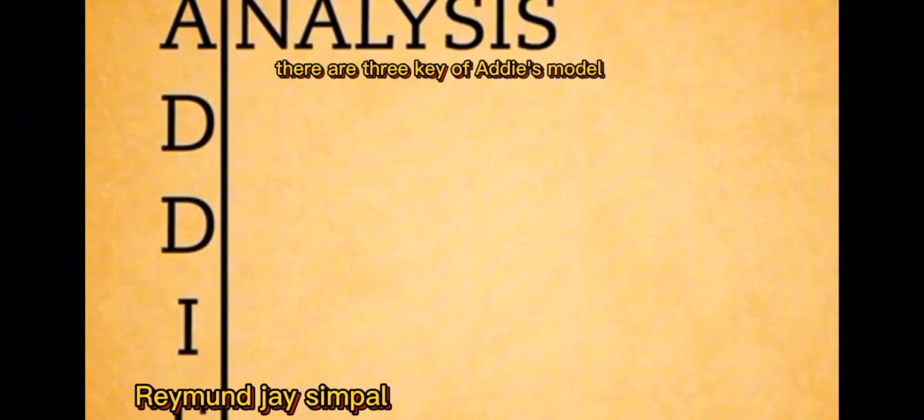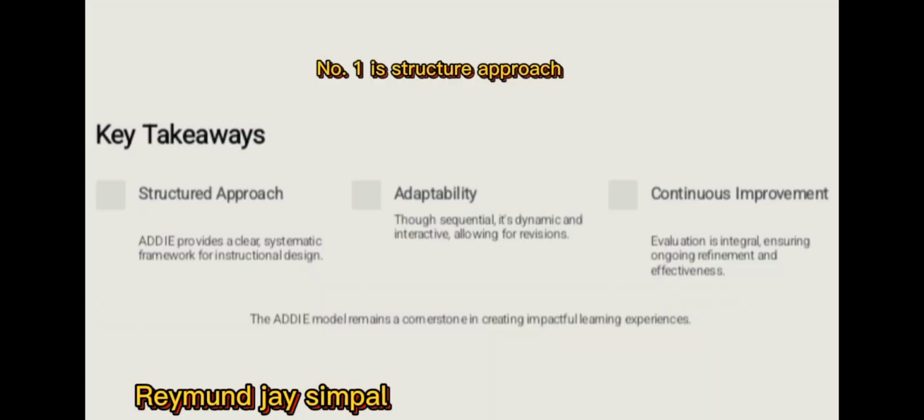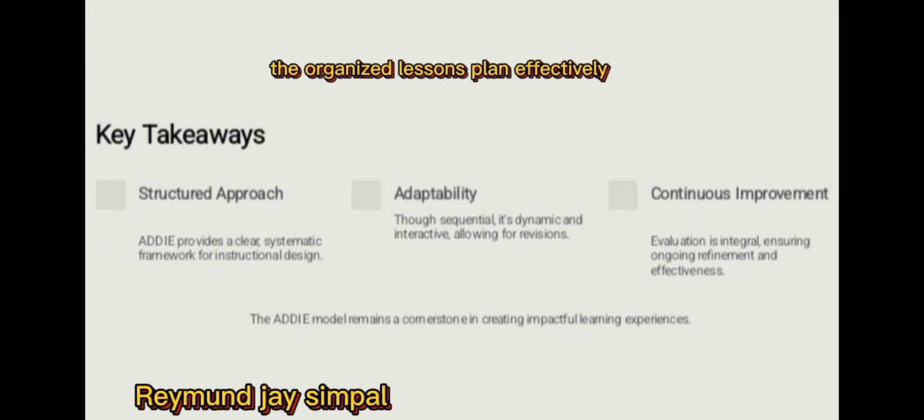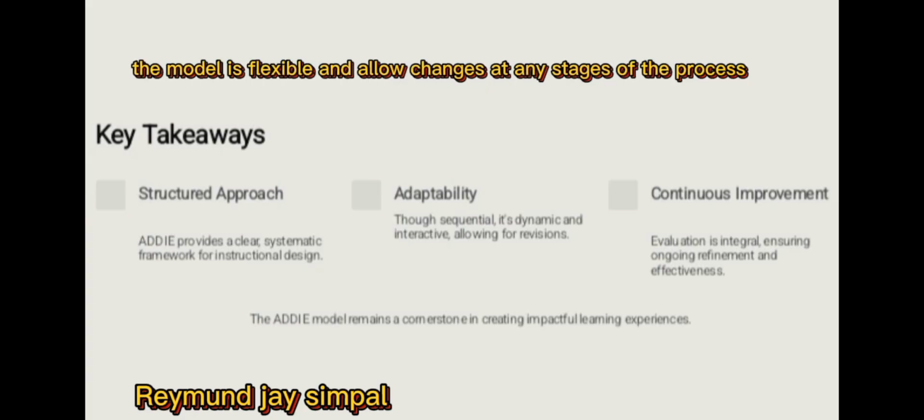There are three key benefits of Addie's model. Number one is structured approach. It provides a clear step-by-step process for designing effective instructions. Example, the teacher follows the Addie steps to organize lesson plans effectively. Adaptability, the model is flexible and allows changes at any stage of the process. Example, the teacher modifies an activity based on student feedback.